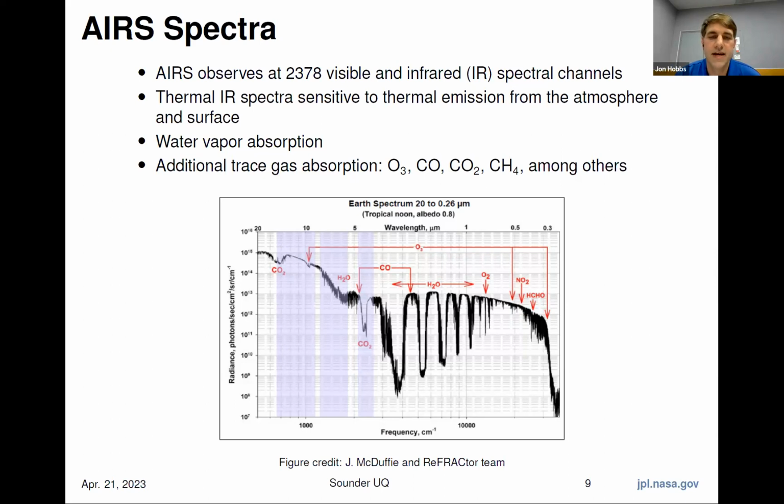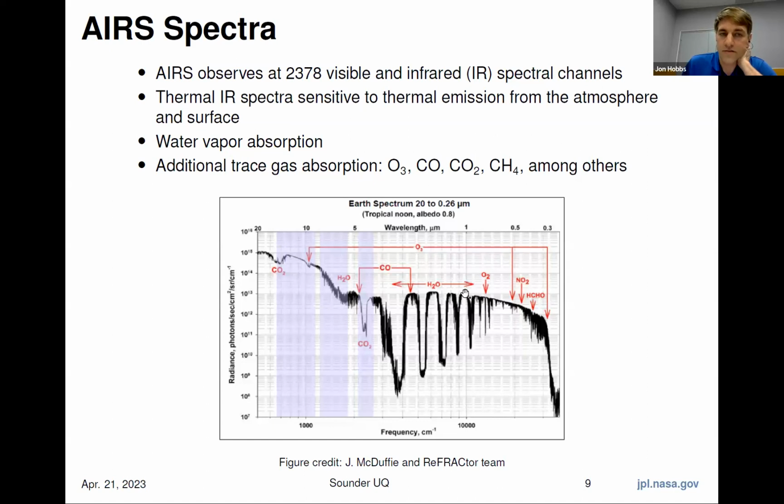As you get into that infrared part of the spectrum, those observations have a sensitivity to thermal emission from the atmosphere and the surface. And so essentially what that translates to is the radiance spectra from AIRS are sensitive to temperature in the atmosphere and the surface, and changes in temperature. In addition, this figure also shows parts of the spectrum where there's absorption from various different gases in the atmosphere. And where AIRS is observing, there's substantial absorption from water vapor.